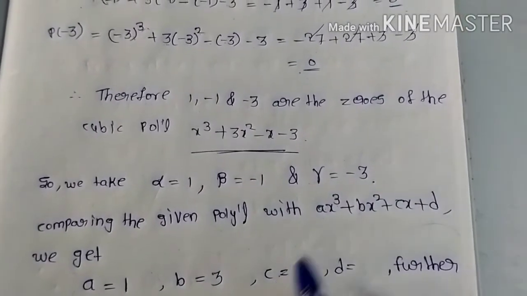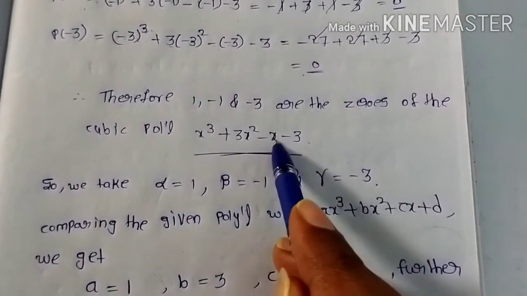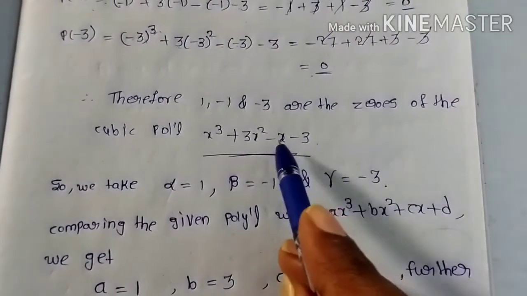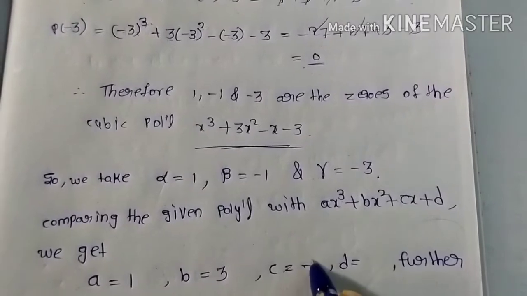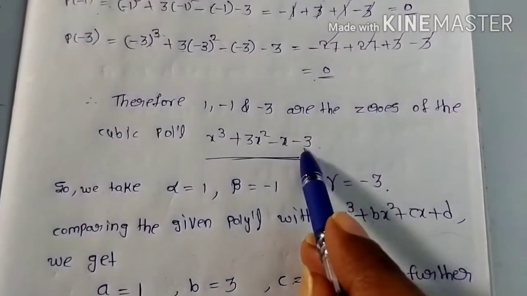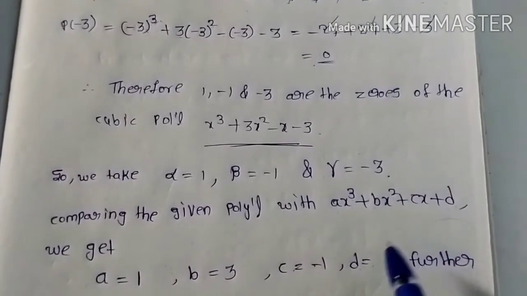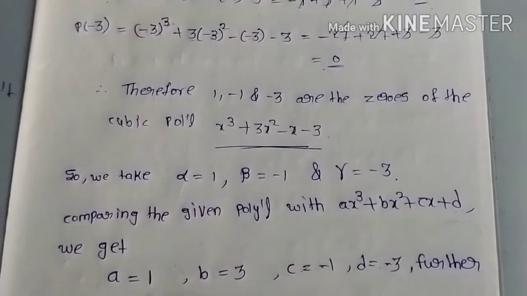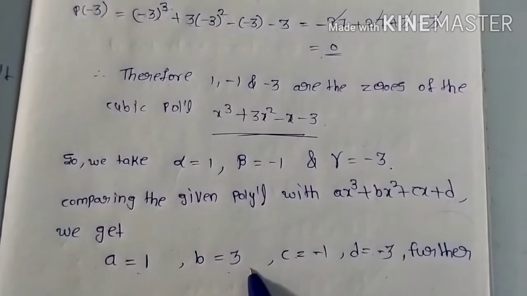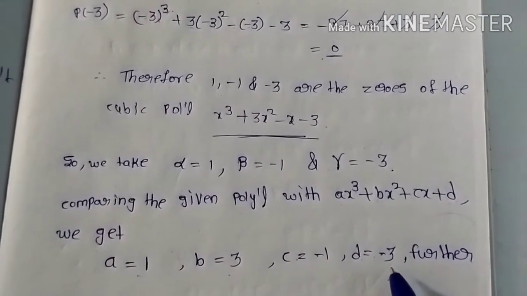Next you can compare c. Cx here, minus x. That means minus x, by default, you have 1. That means c is equal to minus 1. Yes, you can write here c is equal to minus 1. Next, d is equal to how much? Here plus d, here minus 3. That means d is equal to minus 3. Have you got the values of a, b, c, d? Yes. A is equal to 1, b is equal to 3, c is equal to minus 1, d is equal to minus 3.